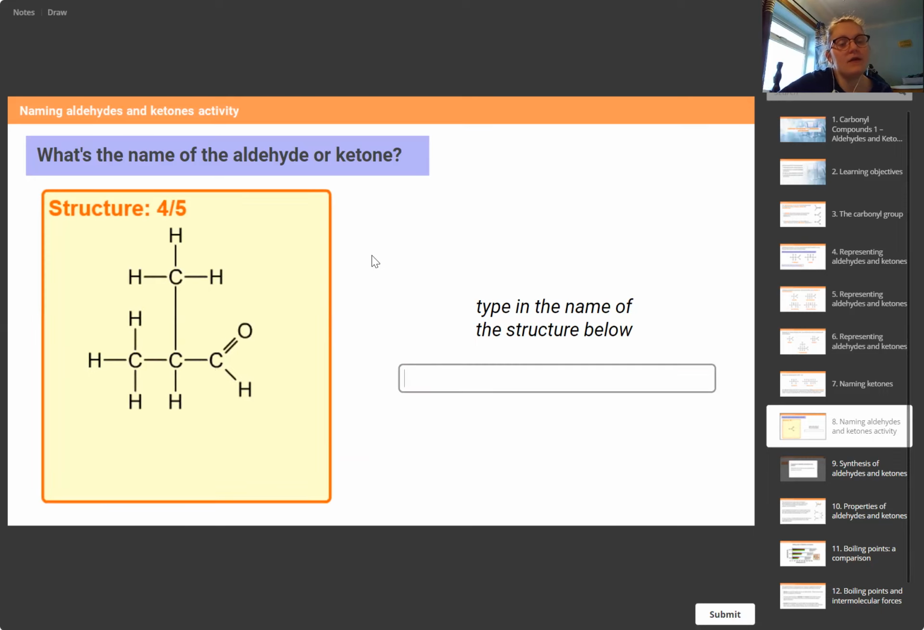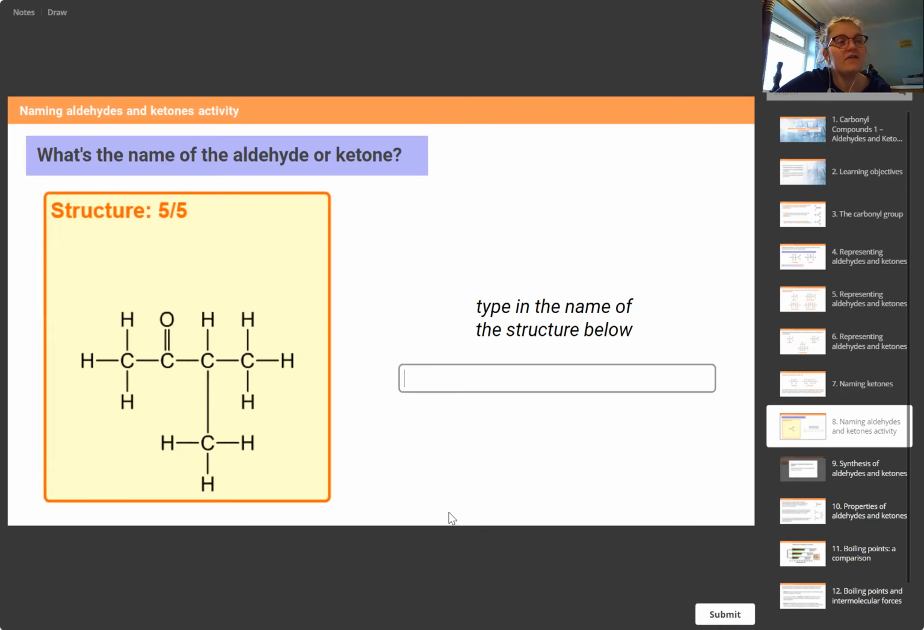Here we've got a little bit more complicated, so let's count the longest chain of carbons. We could get 1, 2, 3, or 1, 2, 3. So it will be prop- at the beginning, but we've got a methyl group here, and we've also got a carbonyl group here. So whichever way we count, that methyl group is going to be on the second carbon. So let's pop that in first. So we've got 2-methyl because we've got 3 carbons, prop, and it's propanal because it's an aldehyde because we've got a carbonyl group at the end.